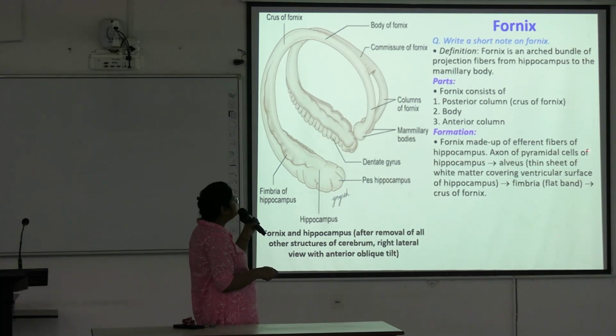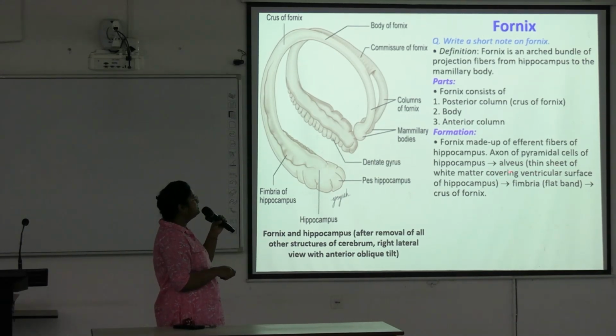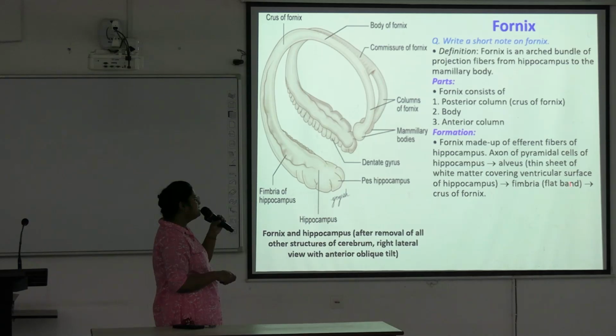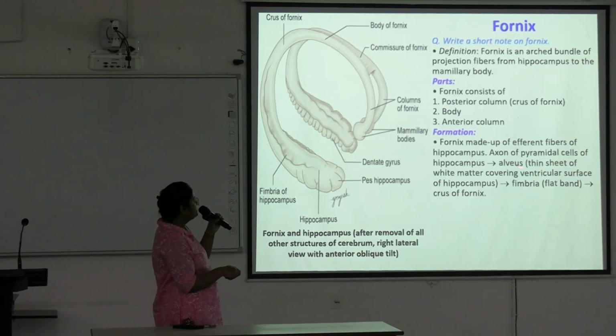Fornix is made up of efferent fibers of the hippocampus, the axons of the pyramidal cells of the hippocampus, going to the alveus. Alveus is the thin sheet of white matter covering the ventricular surface of the hippocampus, and it forms the fimbria, which is a flat band, and these flat bands again form the crus fornix. So from the hippocampus the alveus forms, from the alveus the fimbria of the hippocampus forms, and from here the crus of fornix arises.